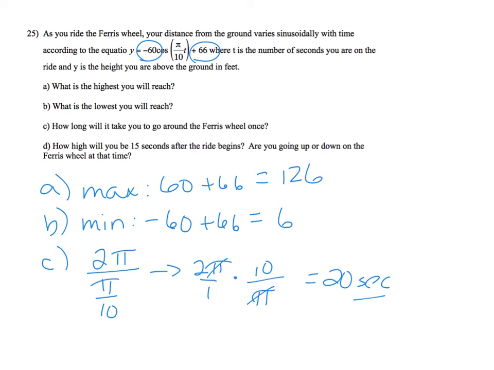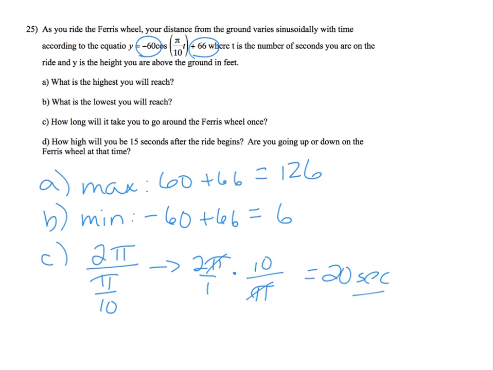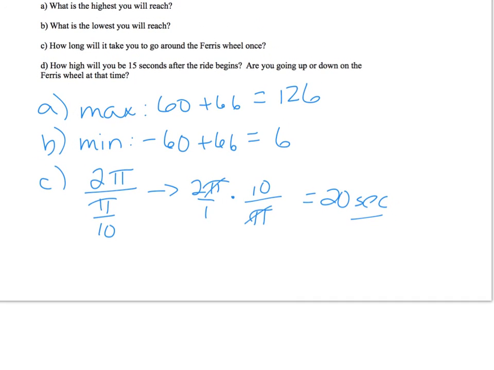Okay, and then how high will you be at 15 seconds after the ride begins? Are you going up or down on the Ferris wheel? So you simply have to plug 15 seconds into your equation. So let's scroll down a little. So for D, you simply plug x equals 15 into your equation. And when you do that, you get 66. So you are 66 feet above the ground.